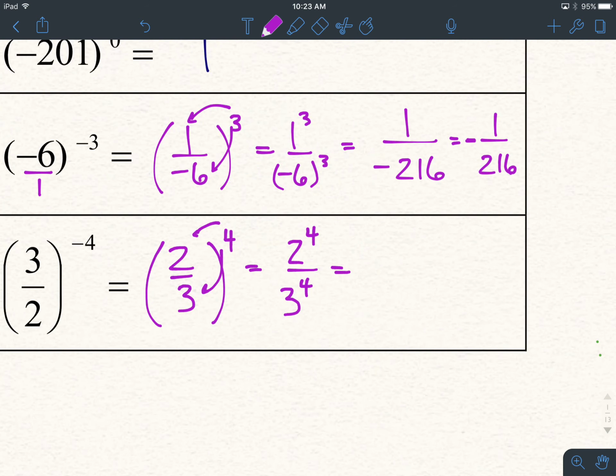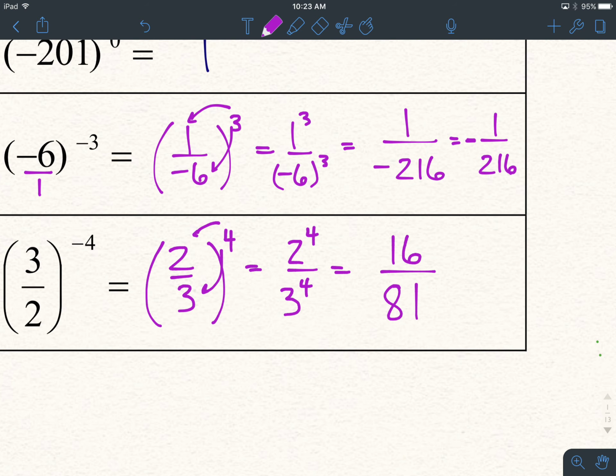Now again, we can do this math in our heads. 2 to the exponent 4 is 2 times 2 times 2 times 2, which is 2 times 2 is 4, times 2 is 8, times 2 is 16. All over, this one might be a little bit harder, 3 times 3 times 3 times 3. So it's 3 times 3 is 9, times 3 is 27, times 3 is 81.